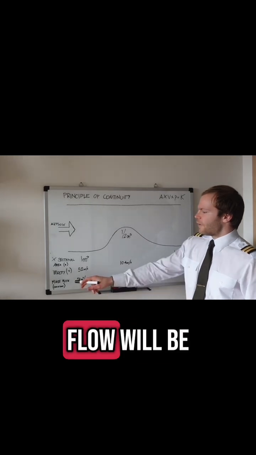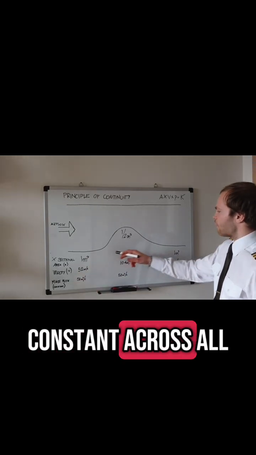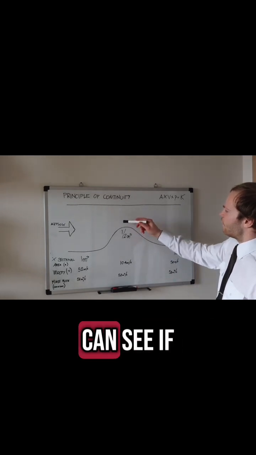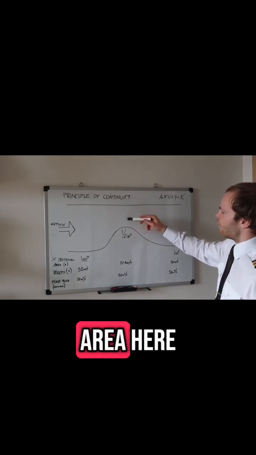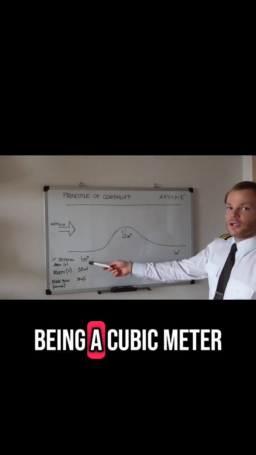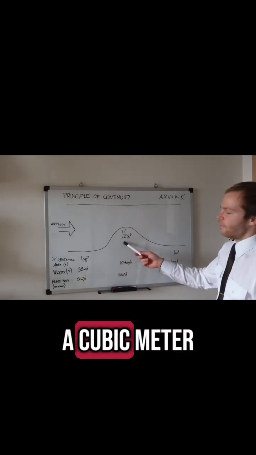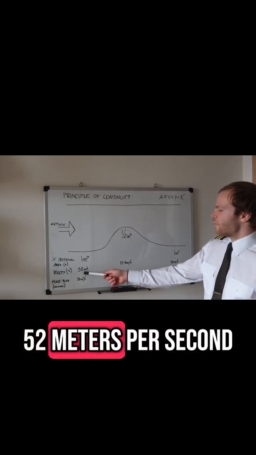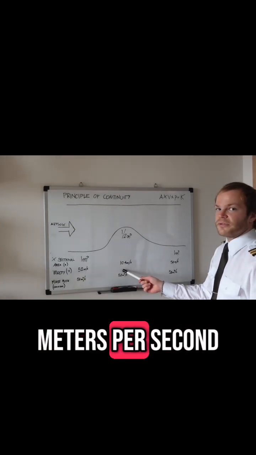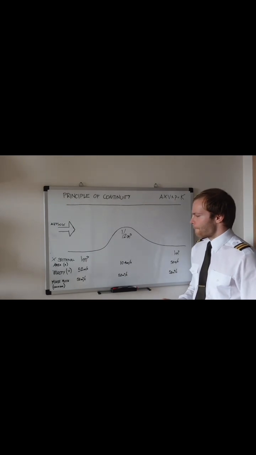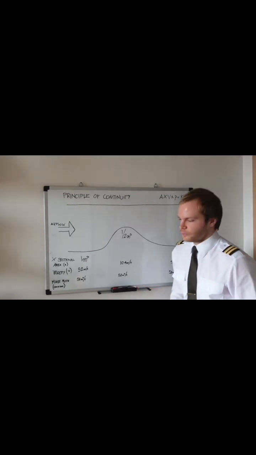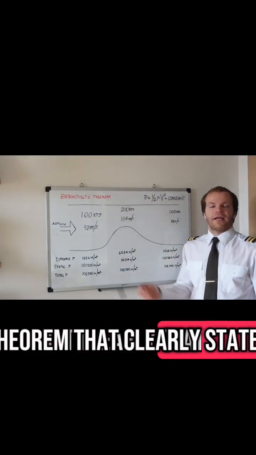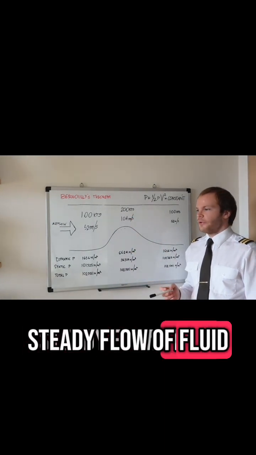So air mass flow will be constant across all points of the tube, and as we can see, if we have a reduced cross-sectional area here, so instead of being a square meter it is only half a square meter, then the speed will be doubled, and instead of 52 meters per second it will be 104 meters per second, and vice versa.